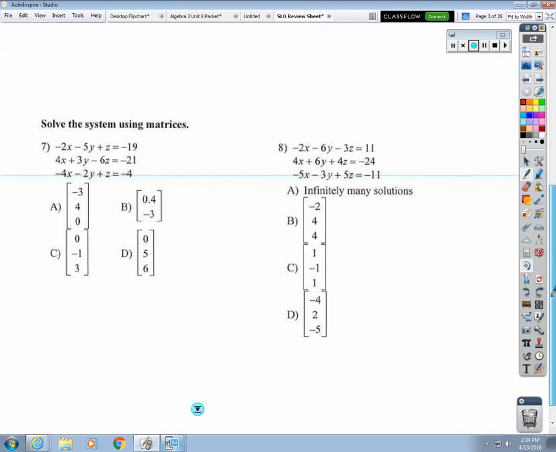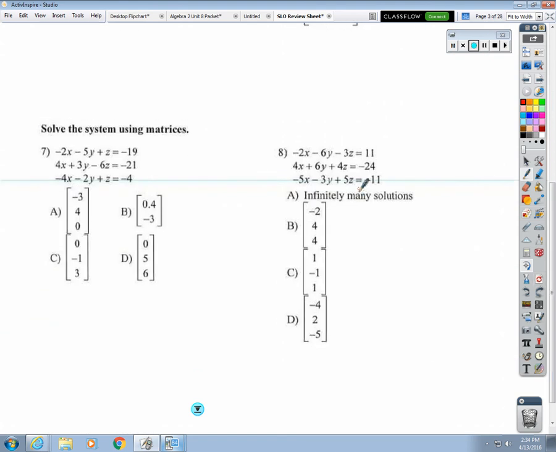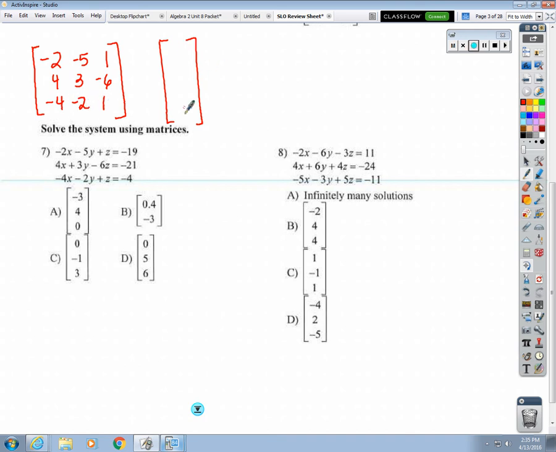Okay, number 7. To solve the system using matrices, the first thing we need to do is set up a matrix for all of the coefficients and a matrix for all of the constants. So what do you think are going to be the elements on the top line? -2, -5, 1. Does everybody see where we got those numbers? So what's the next line of elements? 4, 3, -6. And the last line? -4, -2.